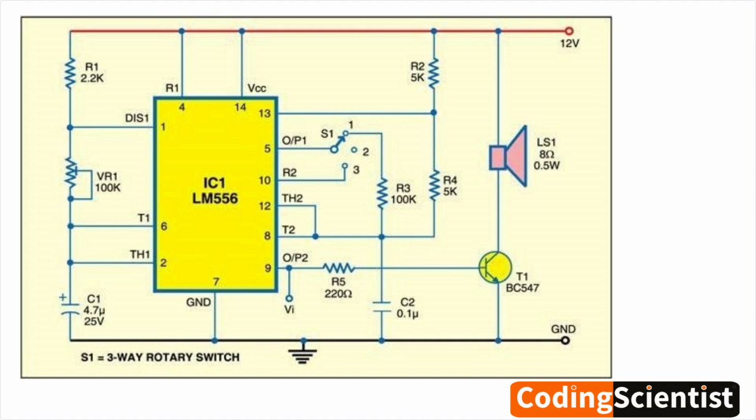The values of R1, R2, and C1 can be adjusted to generate a wider range of frequencies and tones. The circuit can be further enhanced by adding more switches or potentiometers to control the volume, tone, and other parameters. The circuit can be used to create various musical instruments, such as synthesizers and electronic organs.